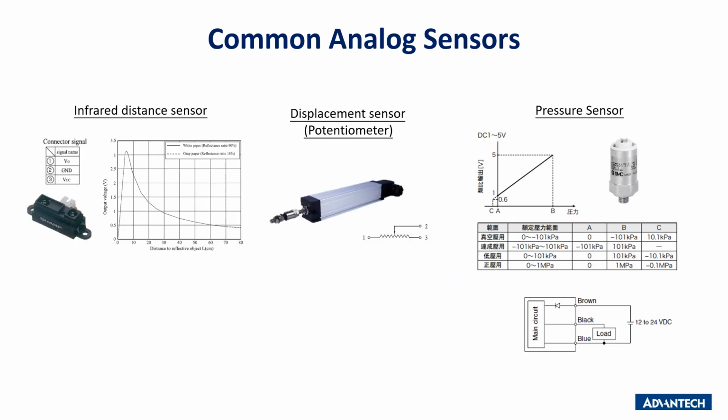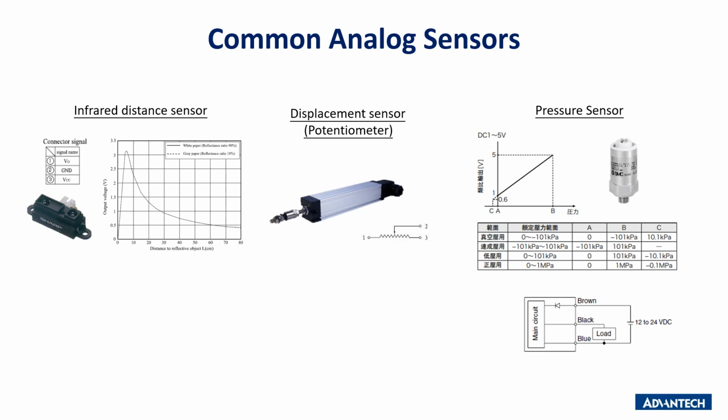The first common analog sensor is the infrared distance sensor. This sensor has two parts, a receiving part and a sending part. From the sending part, it will send the infrared signal to the object. And the receiving part will get the reflection signal. Through this way it measures the distance between the object and the sensor.